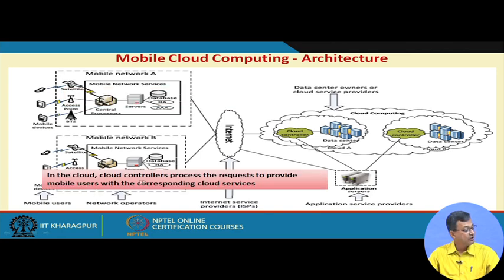In the cloud, the controller processes the request to provide the mobile user with the corresponding cloud services. So, based on the request, the cloud controller processes it, so that it can give the mobile user the requested services.